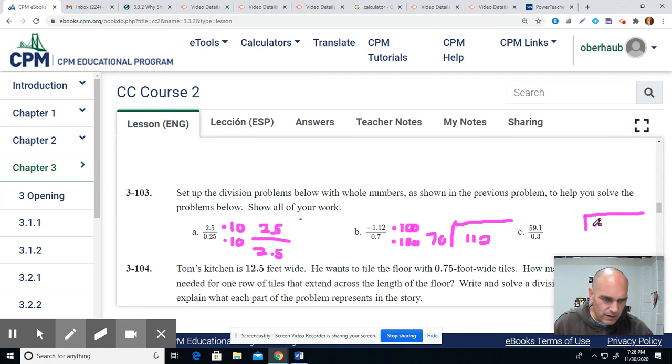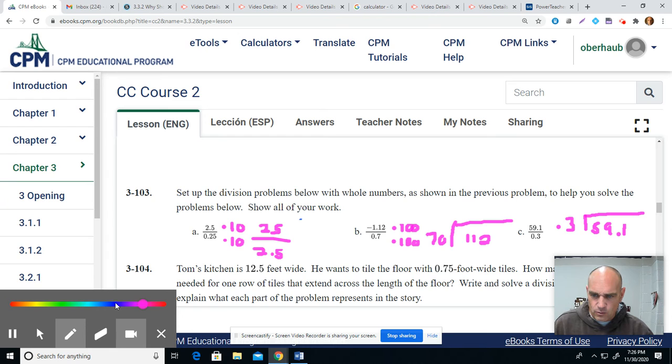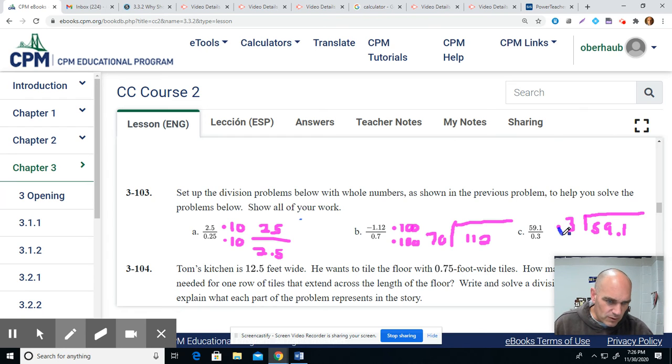I start out with 59 and 1/10. Top number goes in the box. And this is 3/10. So I need to make this into a whole number. So I slide this 1 spot to the right, and I slide this 1 spot to the right, and put my decimal right up top. Then I'm going to leave it up to you to actually finish out the division.